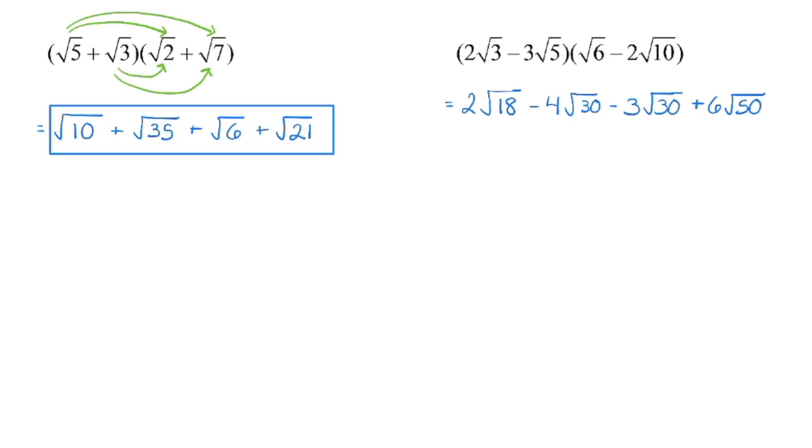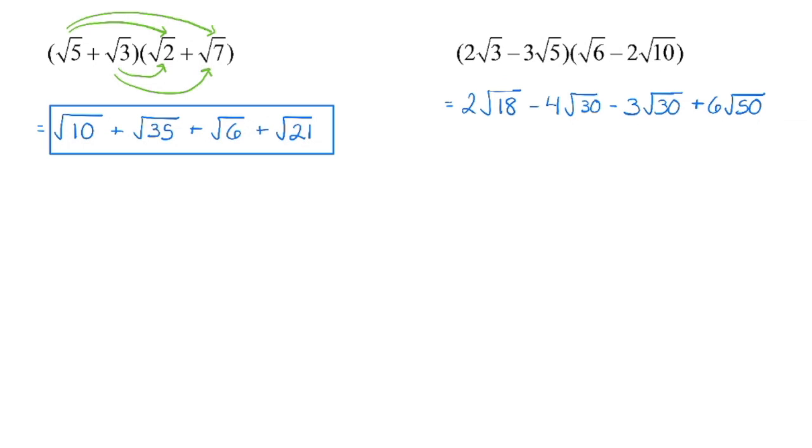3 times 10 is 30. Then we're going to multiply the inside terms. Negative 3 times 1 is just negative 3, and then 5 times 6 is 30. Multiply the last terms. Now be careful on the sign here. You have a negative 3 times a negative 2, that is a positive 6, and then 5 times 10 is 50.